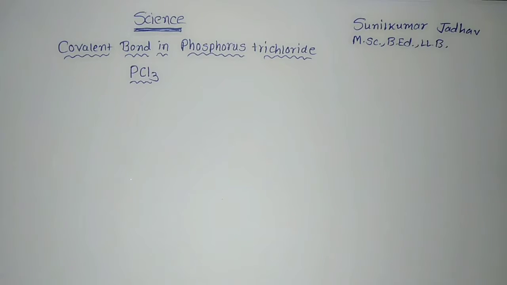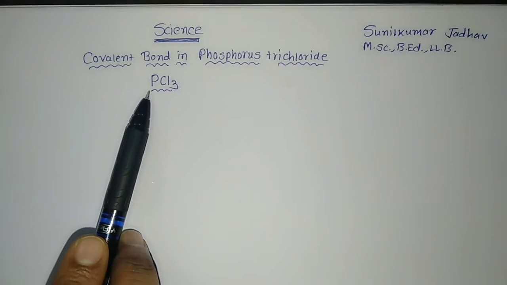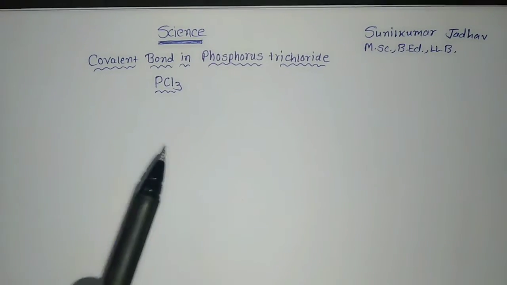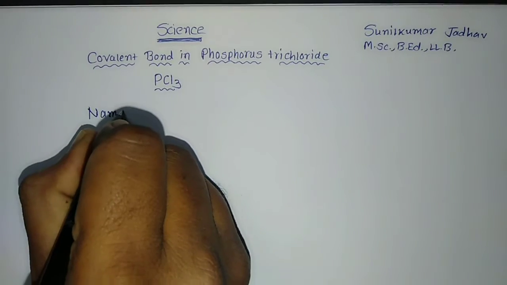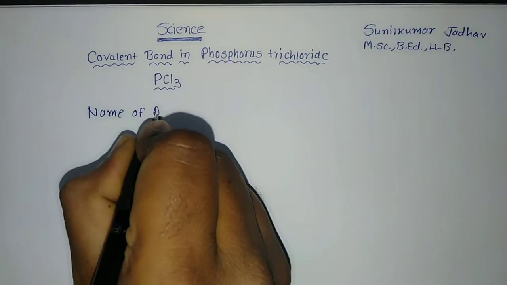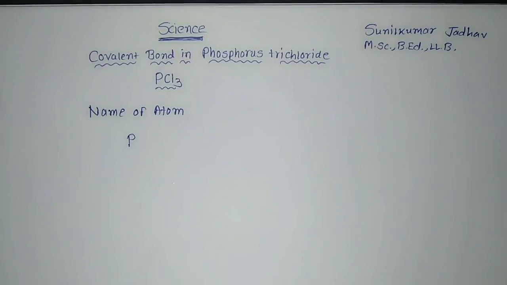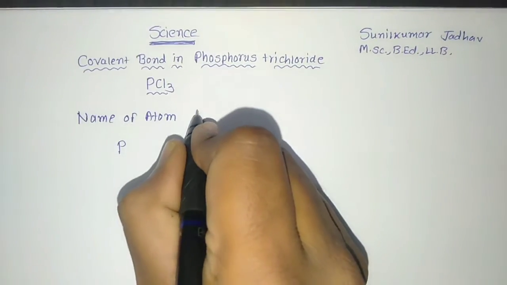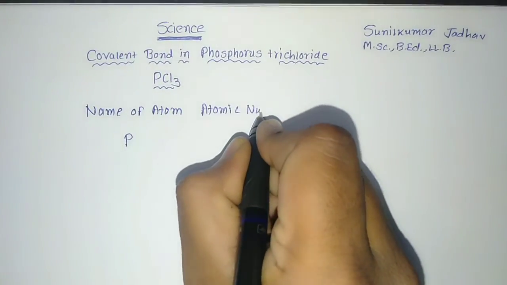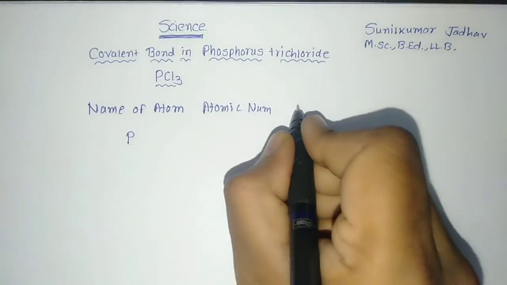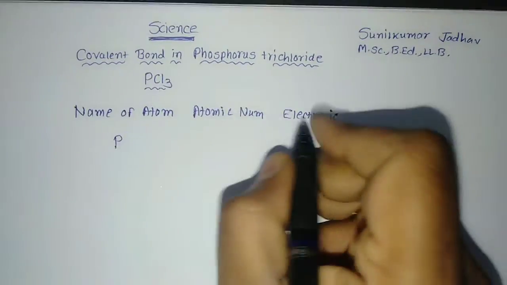Let us begin with the covalent bond. First of all, you can see there are 2 atoms, that is phosphorus and chlorine. So first of all, I'll write the name of the atom. The first atom we have taken is phosphorus. I'll tell its atomic number, and then we'll write its electronic configuration.